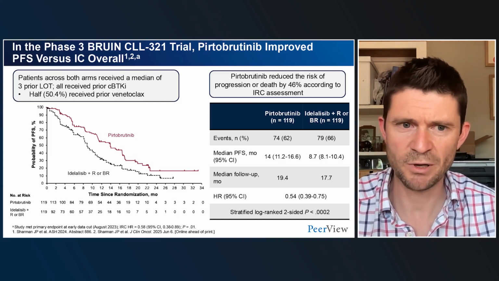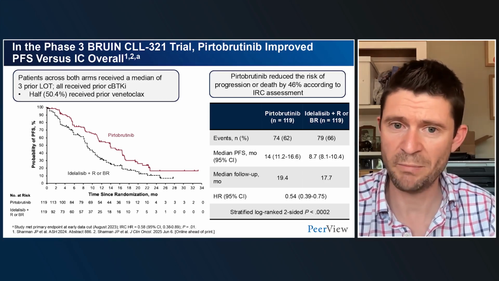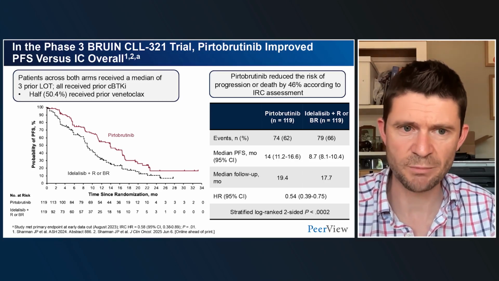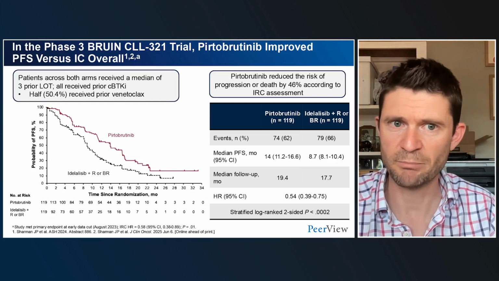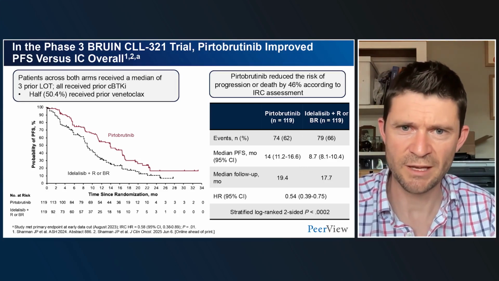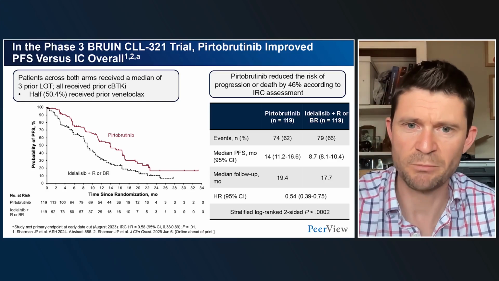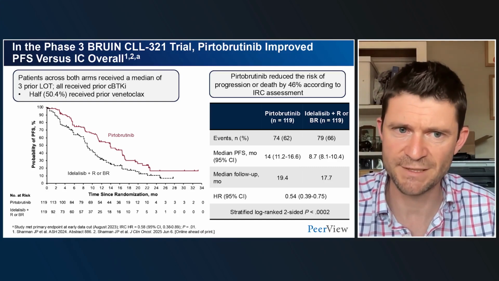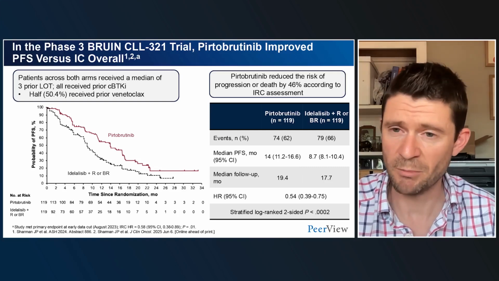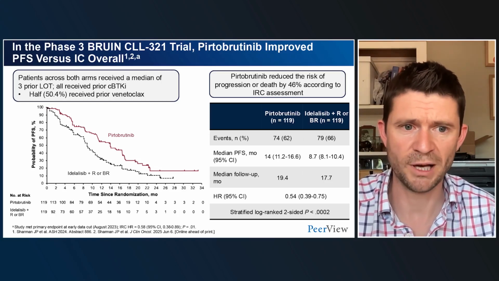Pirtobrutinib was tested against the investigator control arm of idelalisib or bendamustine rituximab. It was a modest phase 3 clinical trial, but pirtobrutinib demonstrated an improvement in progression-free survival compared to the investigator control arm, with a reduction in risk of death or progression of 46%, with a median progression-free survival of 14 months in the pirtobrutinib arm and 8.7 months in the control arm, bearing in mind this was an extremely heavily pretreated and high genetic risk patient population.